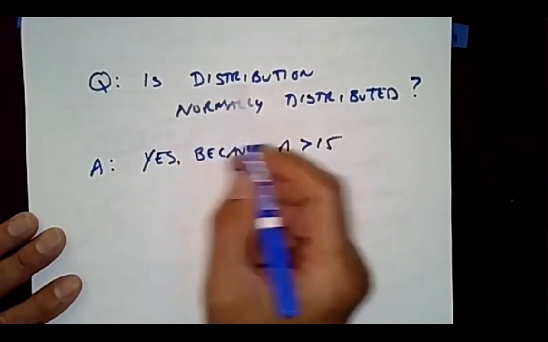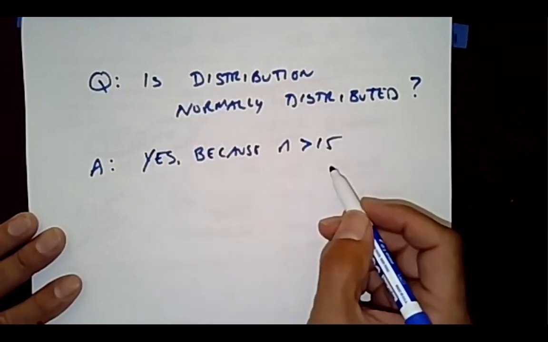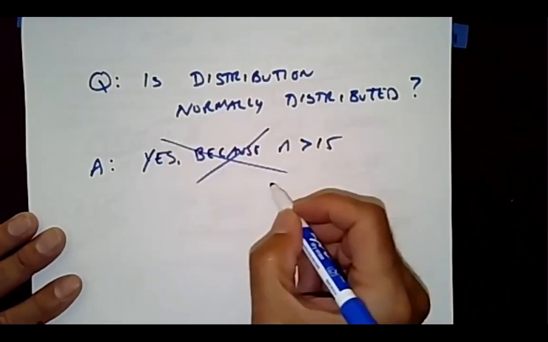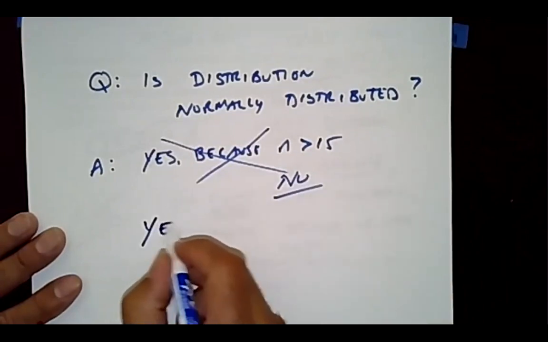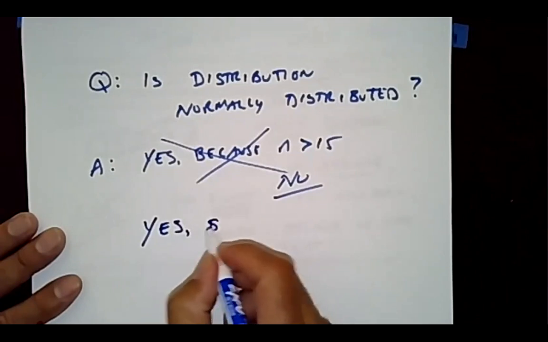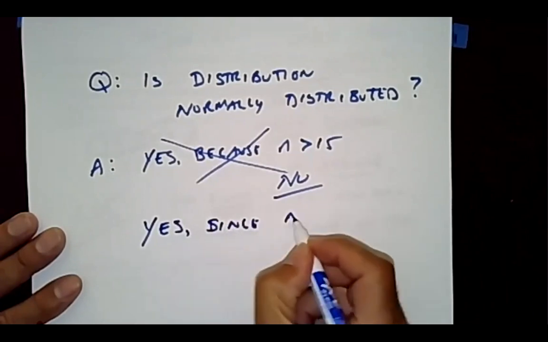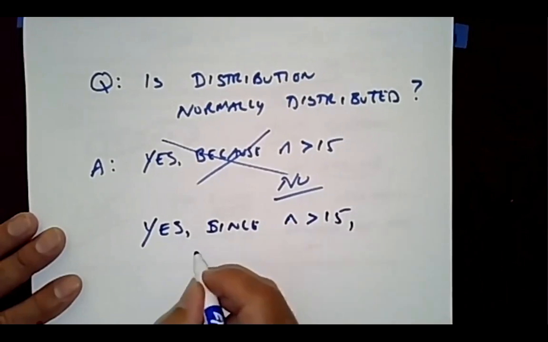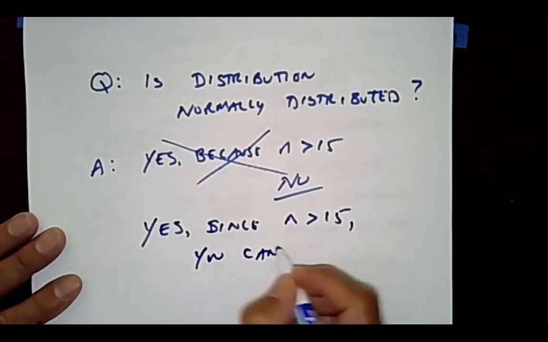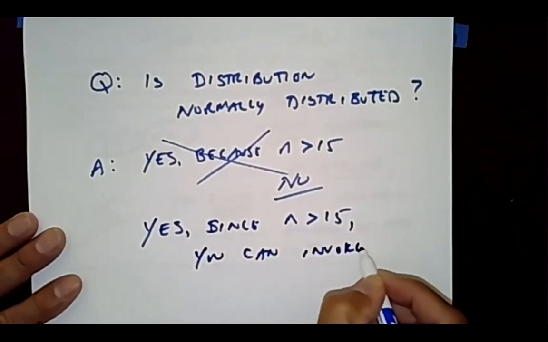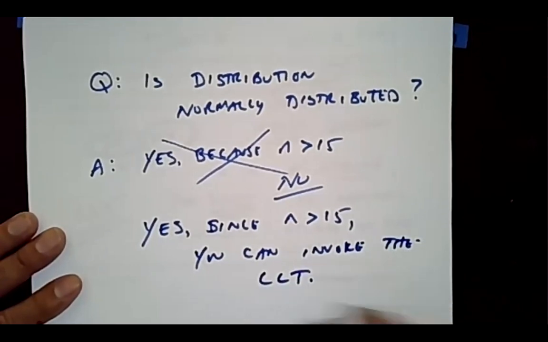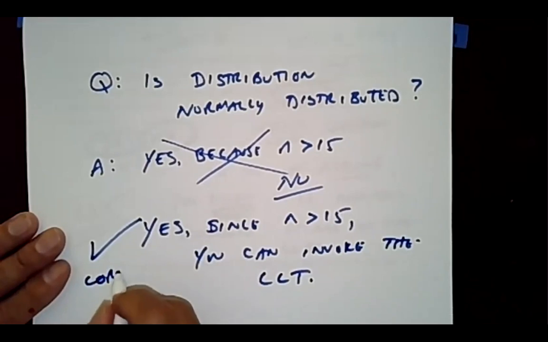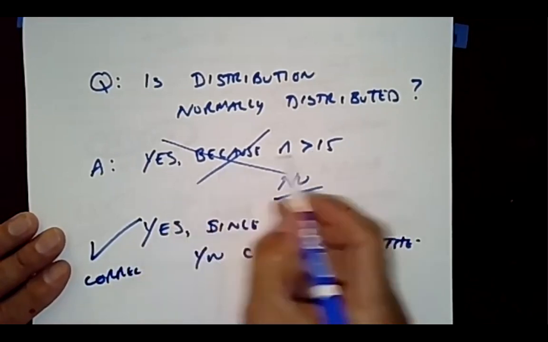Is your distribution normally distributed? Yes, because n is greater than 15. That is not the answer. The answer is yes, since n is greater than 15, you can invoke the CLT. This here is too cryptic.